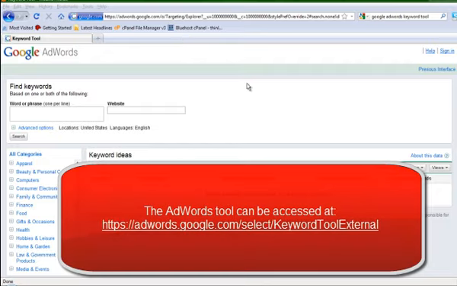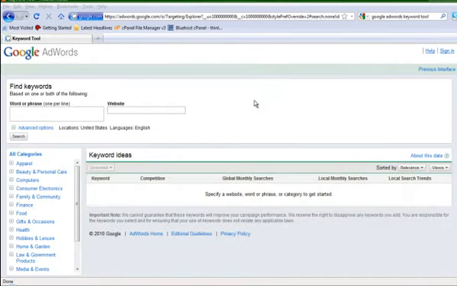So as we see, we've got the Google AdWords interface here. And what you do is you type in a word or a phrase, and it's going to pop out with related keywords along with the amount of competition they have, the number of monthly searches done around the world, and also the amount of monthly searches done right in your local community.